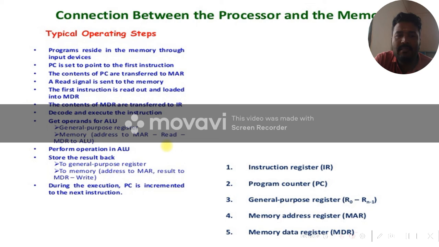Afterwards, we decode and execute that instruction. For that purpose we have an additional type of register called general purpose registers. General purpose registers are named R0, R1, R2 and so on. These are generally used for basic storage and retrieval of data. So for efficient storage and retrieval, we use general purpose registers.